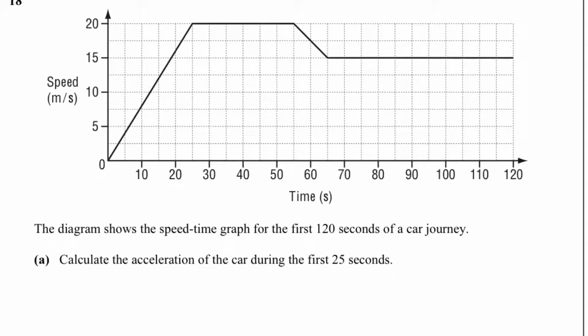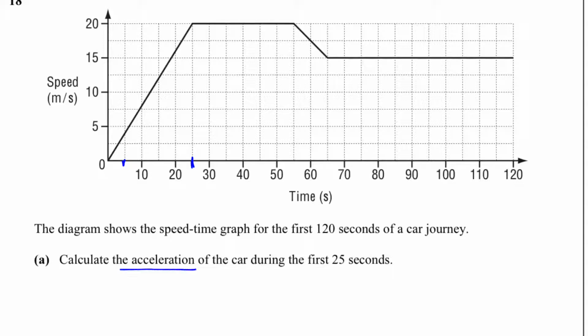The next question is a speed, time graph. And we have been given the information that this is for the first 20 seconds of a car journey. A. Calculate the acceleration of the car during the first 25 seconds. So we need to find acceleration till here. This is 25. We can see that each line here is 5.